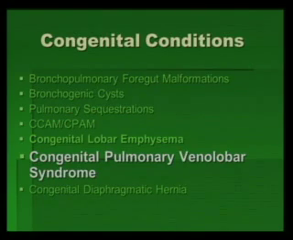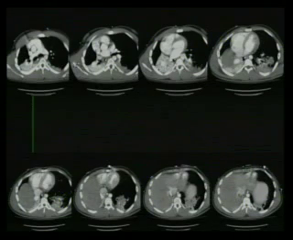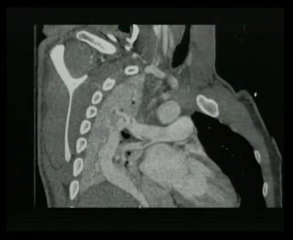Congenital pulmonary venolobar syndrome is this case right here. Here you can see that the heart and all the great vessels are shifted over here to the right. The left lung looks hyperinflated, the right lung looks small. We have this vessel. If you follow this vessel, it goes down below the diaphragm and then into the inferior vena cava. So that's your scimitar syndrome. When you do reconstruction on it, you'll see the actual scimitar, which is this right here.